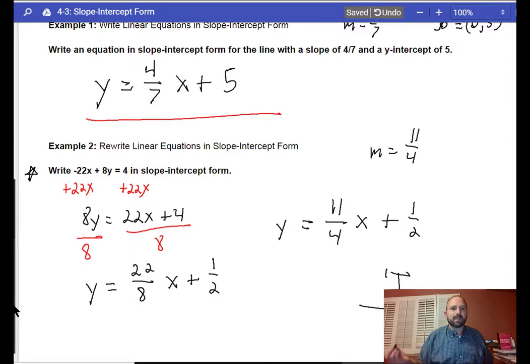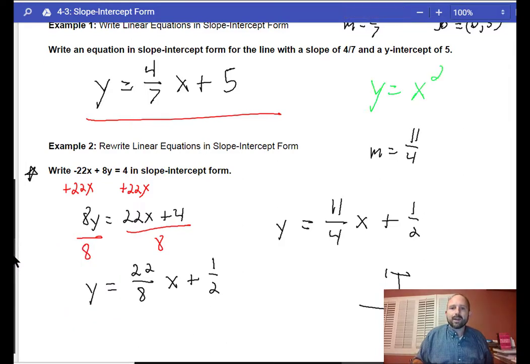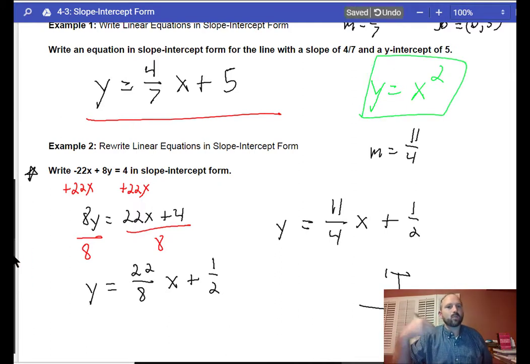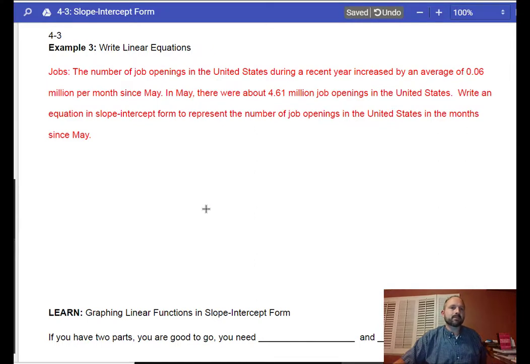Now, some of you might be like, well, can't we write any equation like that? Not necessarily. For example, if I have y is equal to x squared, that can't be rewritten into y equals mx plus b, or that can't be written into ax plus by is equal to c form, standard form. This is what we call a quadratic. It shows us a parabolic shape. All right, let's go on. Write linear equations.